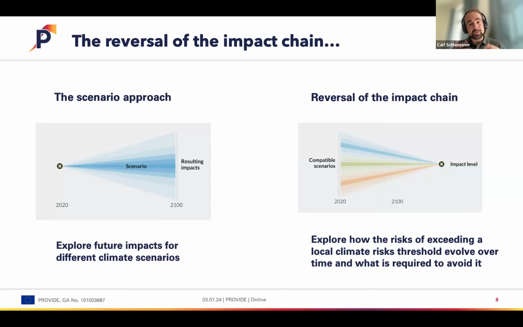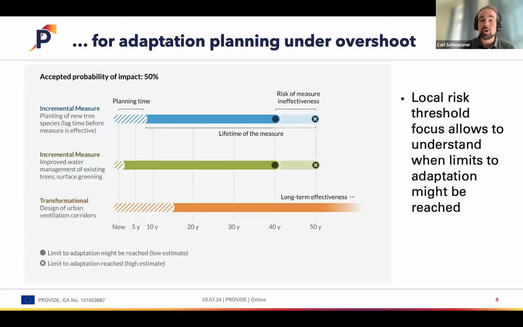Next slide, please. We can illustrate this when we think about not just overshooting or exceeding global temperature thresholds of the Paris Agreement, but also all the way to the local level, for example, limits to individual adaptation actions. This is a very illustrative example, but based on the underlying data from the dashboard of different measures of urban adaptation. For example, planting new tree species at the top, improving water management for existing tree species in the middle, or transformational changes to the urban design. And all of these come with specific characteristics.